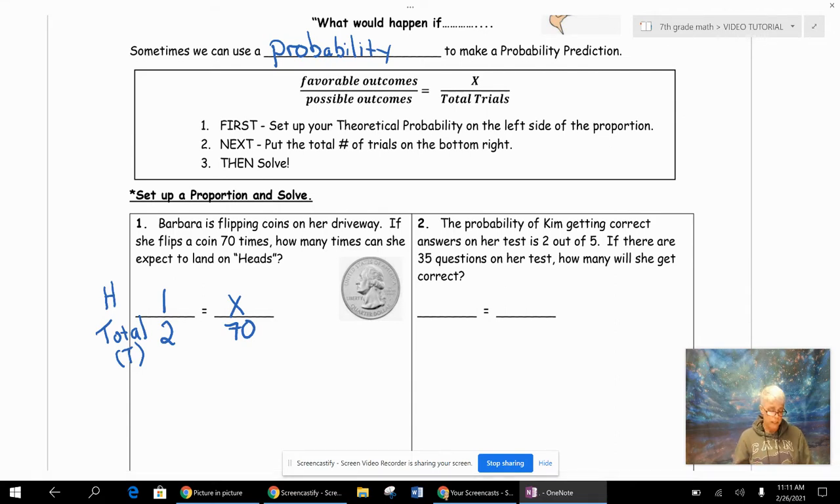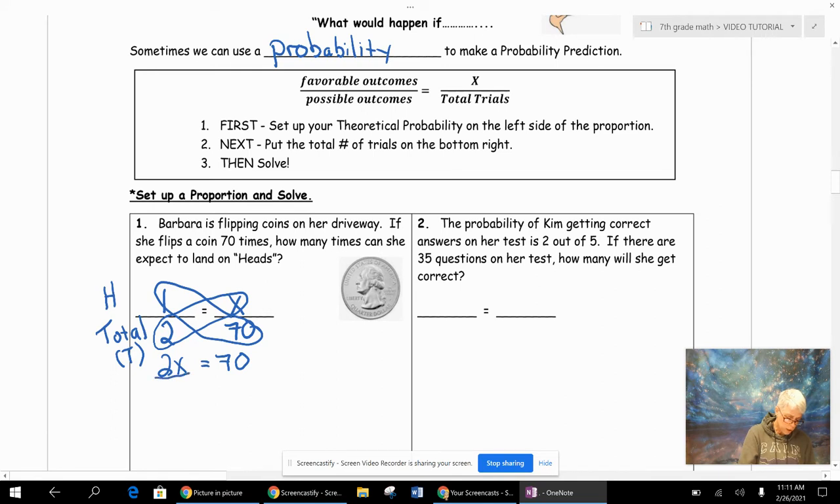So that's very consistent. All right, now I'm going to do what we did last semester. I'm going to cross multiply. 2 times x is 2x. 70 times 1 is 70. All right, now we're back to algebra. Remember, I want to solve for x. So I need to do the inverse operation, which is divide. But if I divide that side by 2, I need to divide the other side by 2.